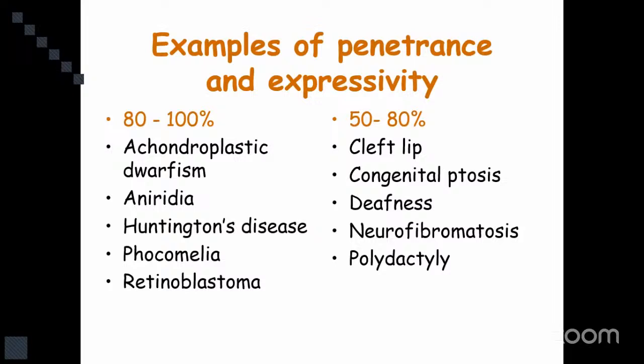And under penetrance, you could actually have conditions that express between 80 to 100% and between 50 to 80%. Now, classical cases are listed for you here: achondroplastic dwarfism, Huntington disease, porphyria, retinoblastoma. And then on this other side, you have 50 to 80%, things like cleft lips, congenital ptosis, deafness, neurofibromatosis, polydactyly are classical instances. So what does that suppose to mean? What this means is this.